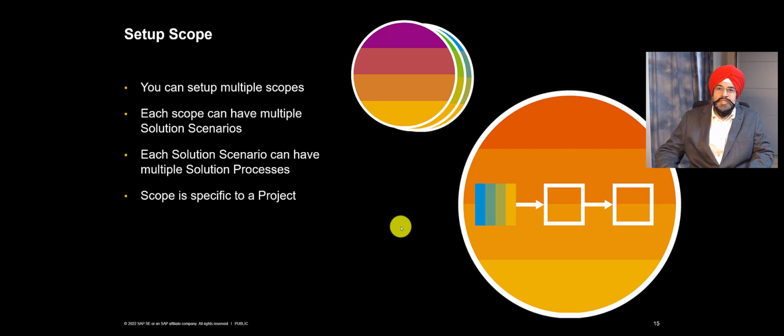So scope is something which you can consider as a group of processes that are managed for a common purpose. Scope consists of solution scenarios, and each solution scenario can have different solution processes. But one thing you need to understand is scope is specific to a project. And the assumption is project is complete when the assigned scope is delivered. Now let's get to the system.